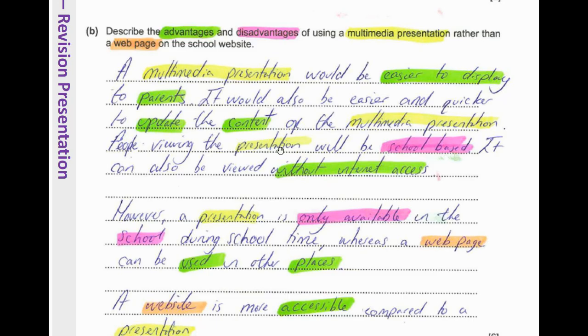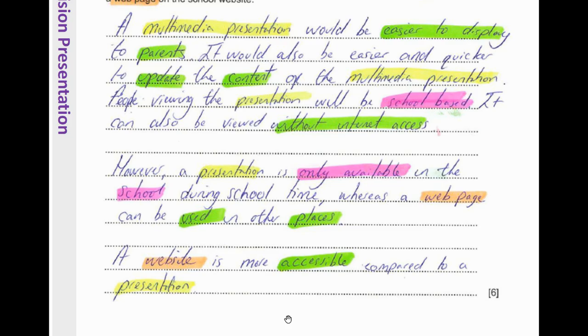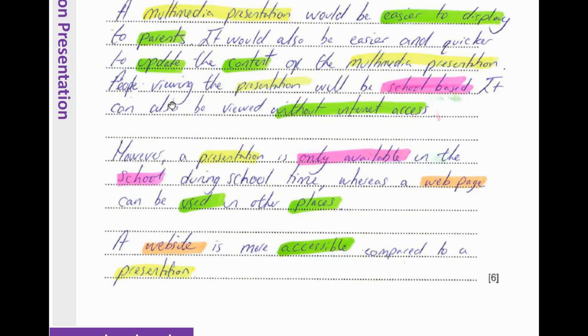People viewing the presentation will be school-based. It will also be viewed without internet access. However, a presentation is only available in the school during school time, whereas a web page can be used in other places, basically any time as well, you could say. A website is more accessible compared to a presentation. So we're basically saying the presentation will only be available during the school time. However, a website can be available outside of school hours from any device, pretty much with an internet connection.